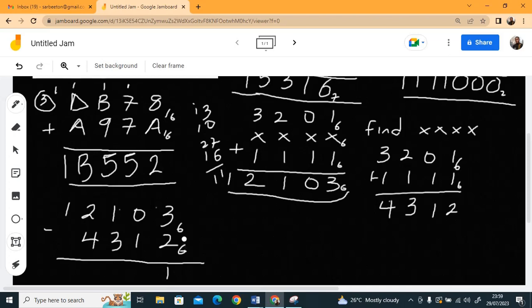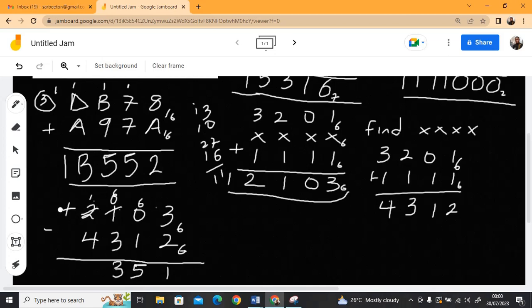Anything you borrow, because it's in base 6, if you borrow 1 from here, we have 0 here. So when you bring in 1, it becomes 6 here. So it will be 6 plus 0 is 6. 6 minus 1, you have 5 here. And what is left here? You have 0 here. If you borrow 1 from here, you have 1 here. What you bring here becomes 6. 6 minus 3 is 3.